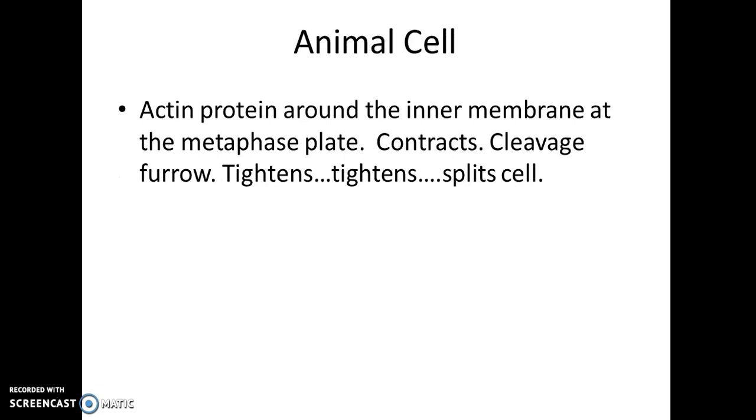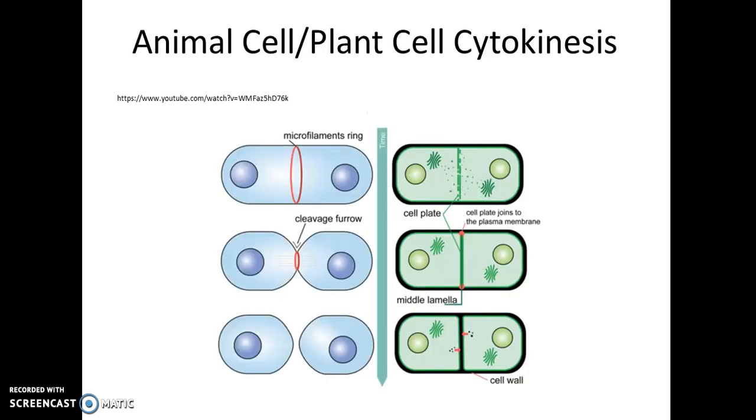Well, in the animal cell, there's an actin protein around the inner membrane at the metaphase plate. Just think of a belt lining the inside of the cell membrane, and all of a sudden this belt starts to contract and get smaller and smaller. Eventually the cell will split in two. That is how an animal cell goes through cytokinesis. So we have the microfilament of actin there, it gets smaller and smaller, and the two cells divide. That's the cleavage furrow, boom, like that.